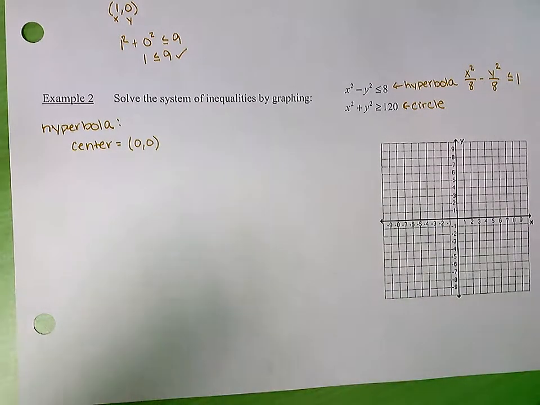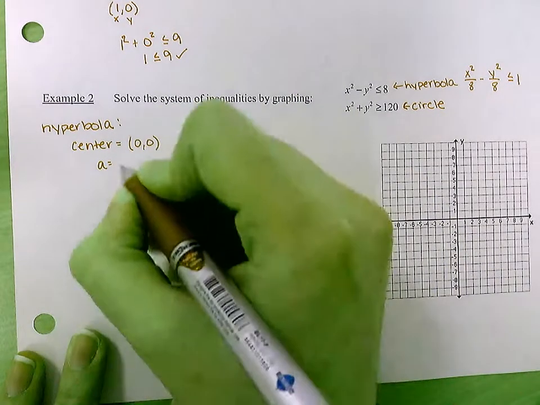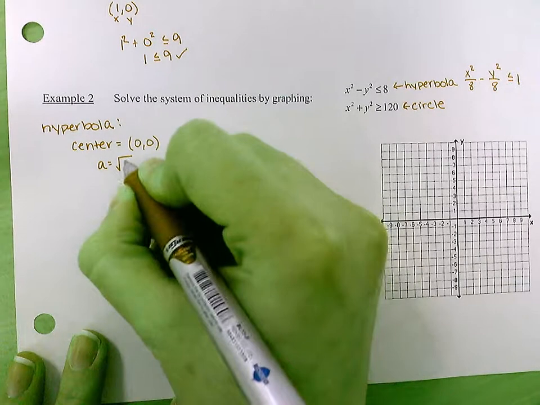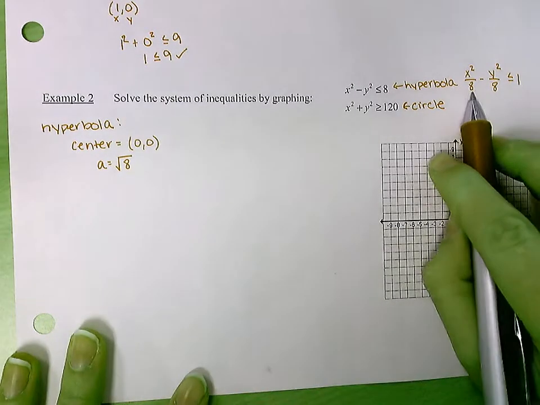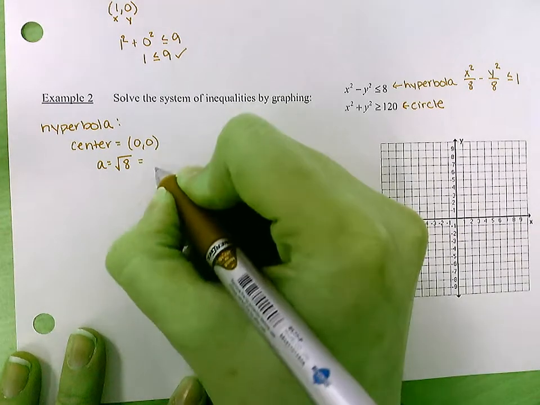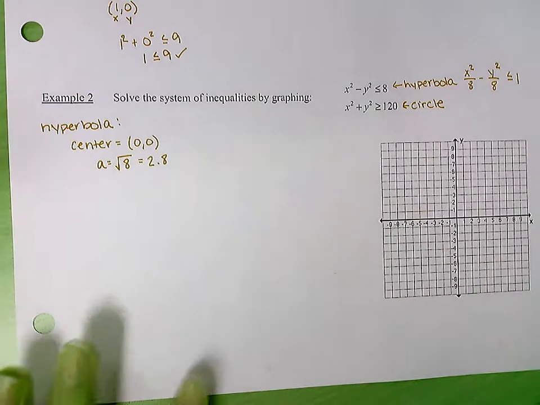Now, in order to find your vertices, you need an a value, right? How do I find the a value given that equation? Take 8 and square root it. Yes. You take that first denominator and take the square root of it to get a. That's going to be about 2.8. I'm just going to round.